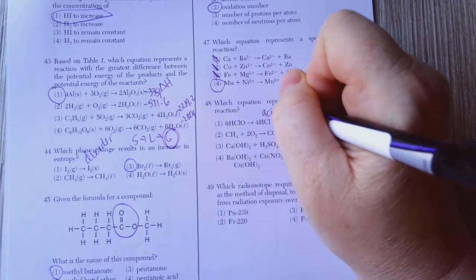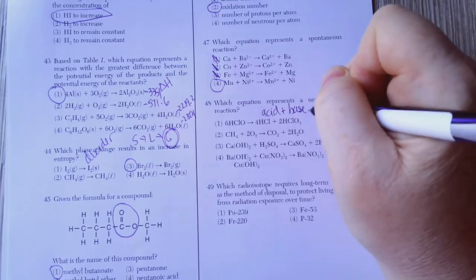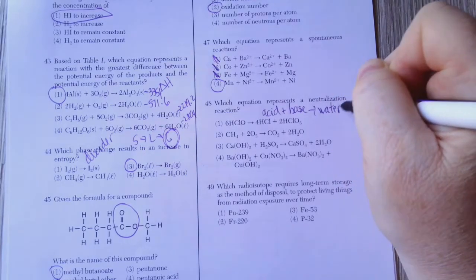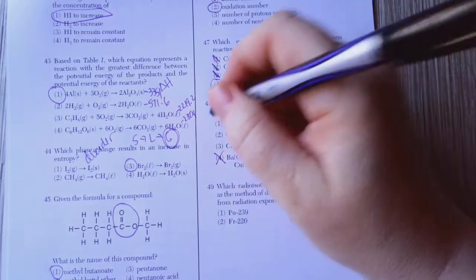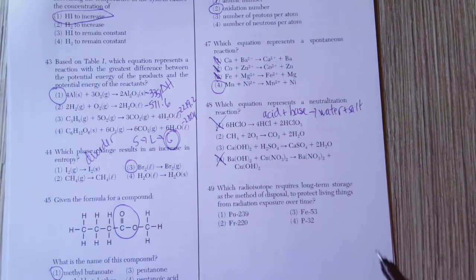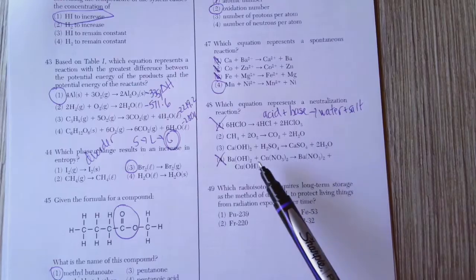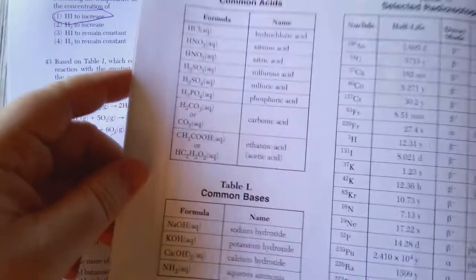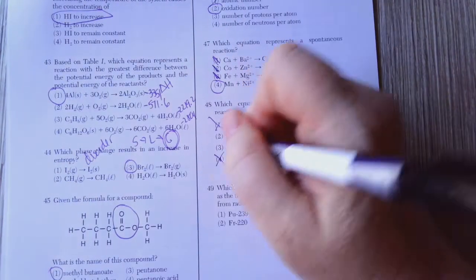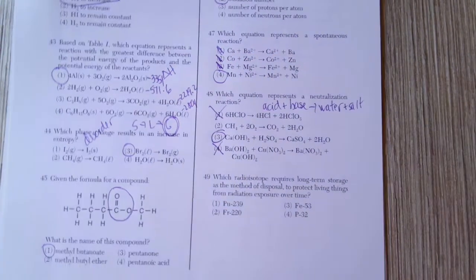Which equation represents neutralization? Neutralization is acid plus base yields water plus salt. So I'm going to cross out this one and this one because I don't have water. Okay? So I need an acid and a base. If you don't remember which ones are acids and bases, then have a quick glance at Table K and Table L. Look for which ones are acids and bases, but that is going to be right here.